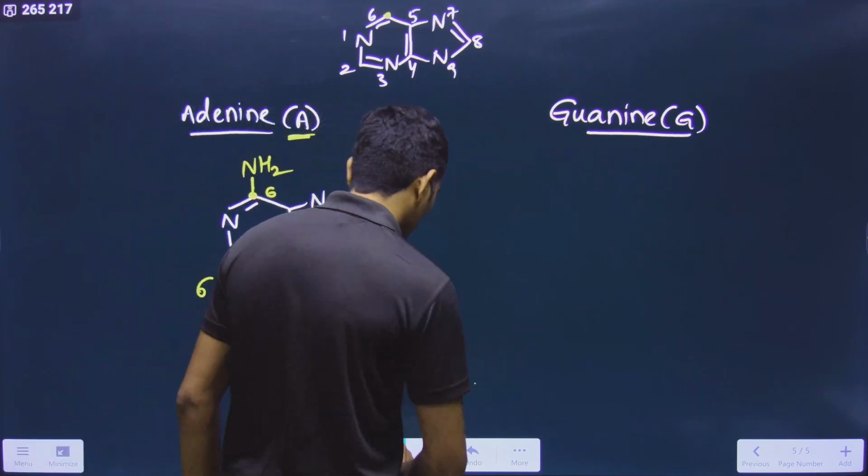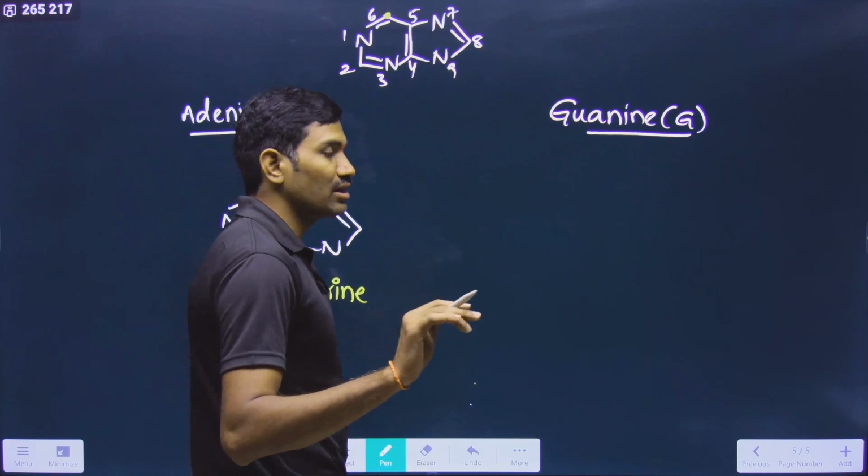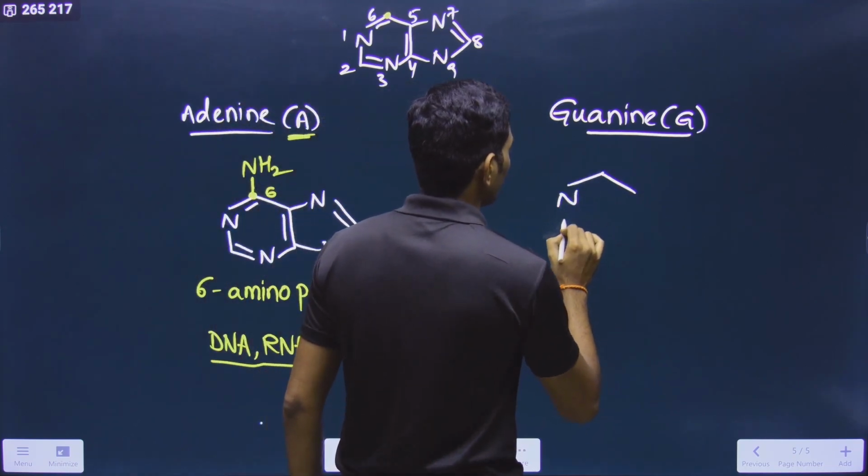Clear. Next one, come to the guanine. For the guanine also, let us draw the basic structure, but let us not draw the double bonds. There is an adjustment of double bonds. So first we will draw the basic structure without double bonds.